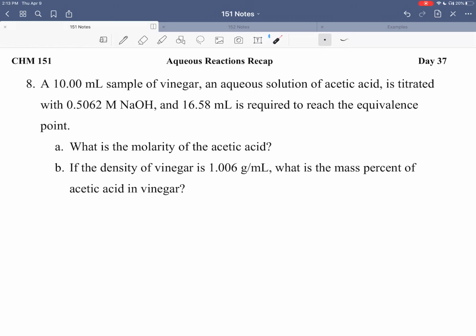Day 37, number 8. We have a 10 milliliter sample of vinegar, which is aqueous acetic acid. It's titrated, so it's reacted with this concentration of sodium hydroxide, and 16.58 milliliters of this sodium hydroxide solution is required to reach the equivalence point. That's where the moles of NaOH and the moles of the vinegar, or the acetic acid in this case, are the same. All right, so let's get out the highlighter here. What is the molarity of the acetic acid?